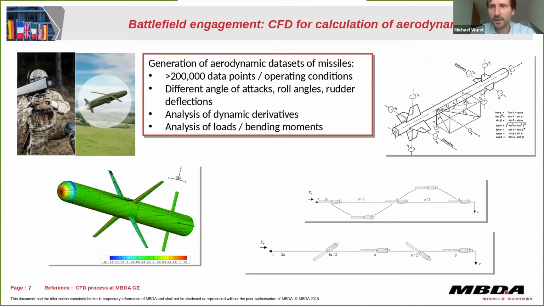What is our standard business here is that we have to do CFD calculations in order to get aerodynamic data sets of missiles. And this can be quite extreme for the final product, so that we have to simulate up to 200,000 data points for such a missile. For example, different angles of attack, different roll angles, or different rudder deflections.